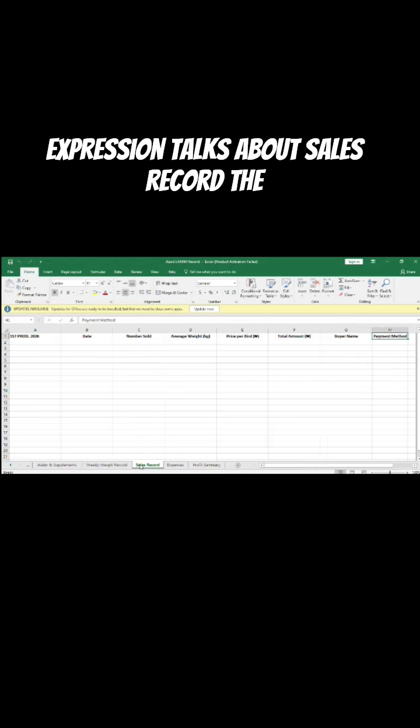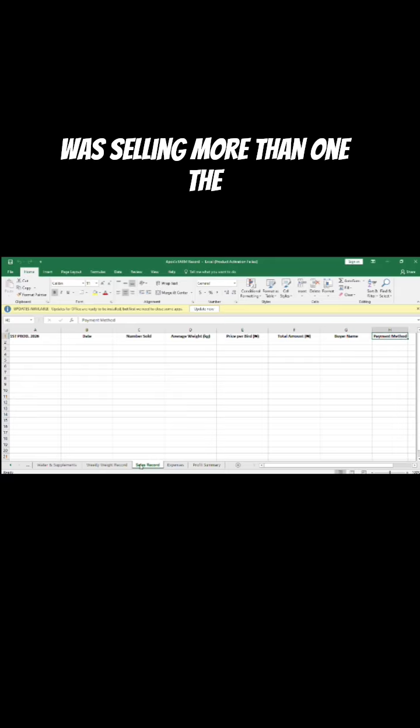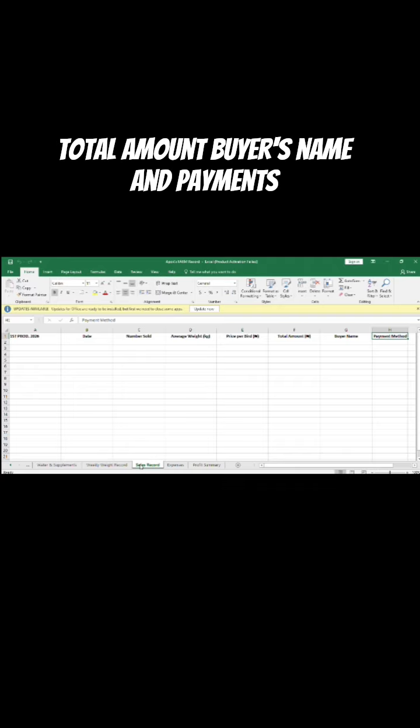Then the next spreadsheet talks about the sales record: the number sold, the average weight, the price per bird, if we're selling more than one, the total amount, buyer's name, and payment method.